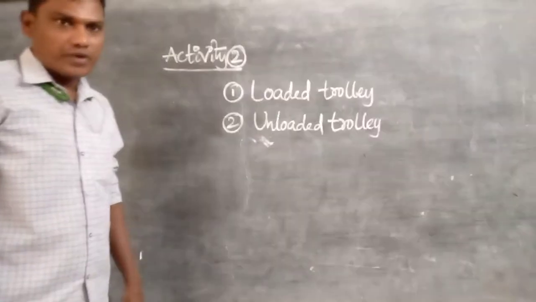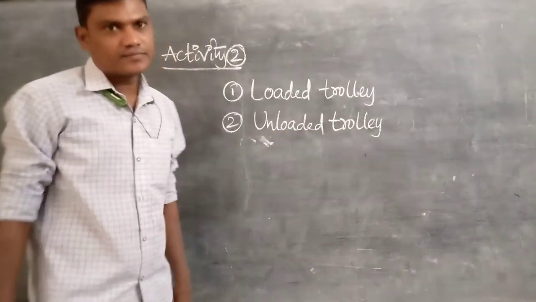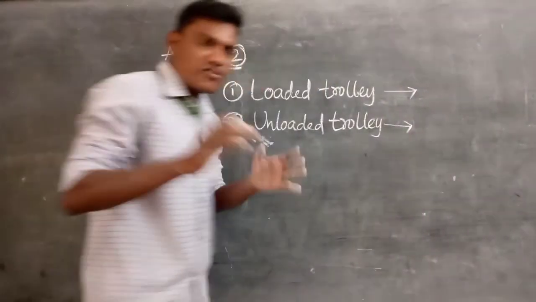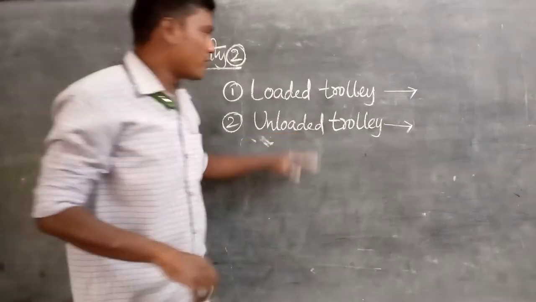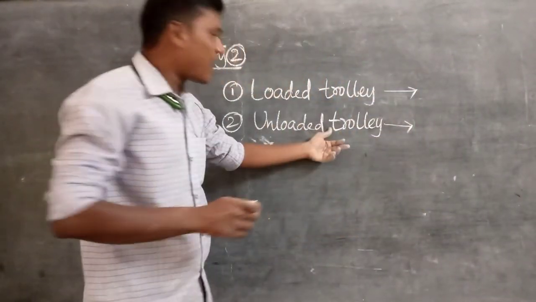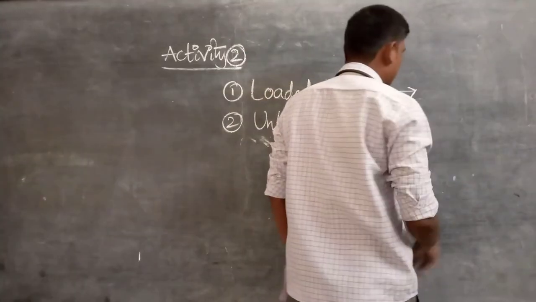First one is the loaded trolley and the second one is the unloaded trolley. We are observing that if you consider two trolleys, one is loaded and the other is unloaded. The loaded trolley has more mass, and the unloaded trolley has less mass. Now we are observing that.